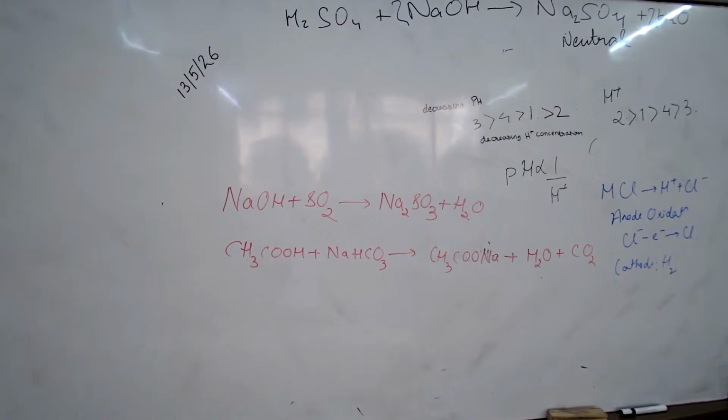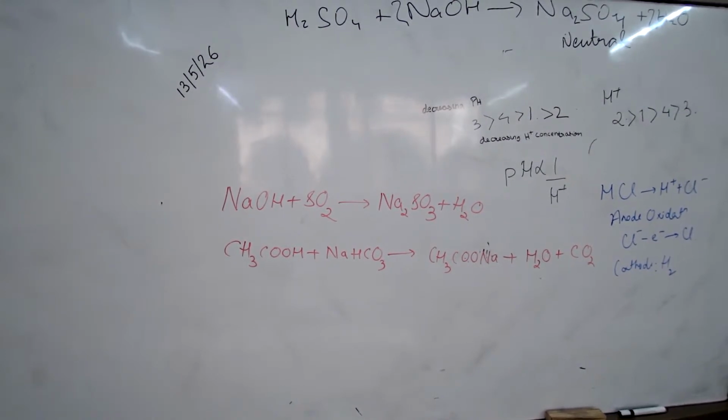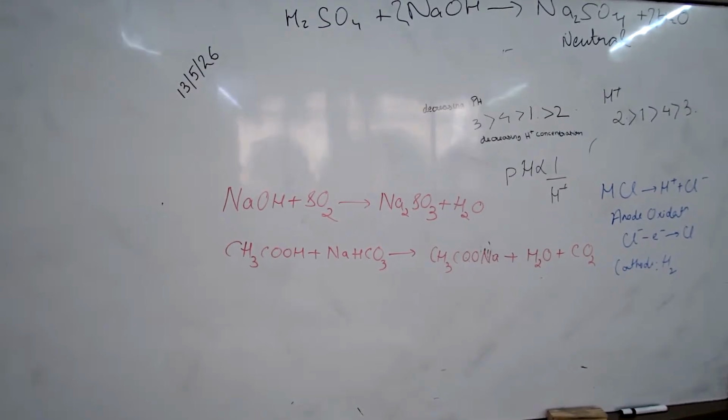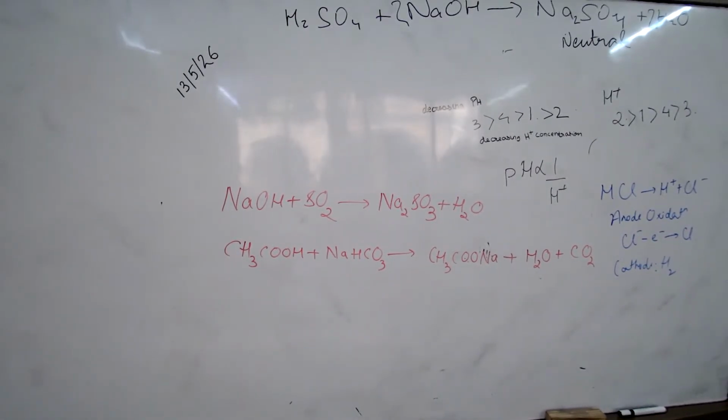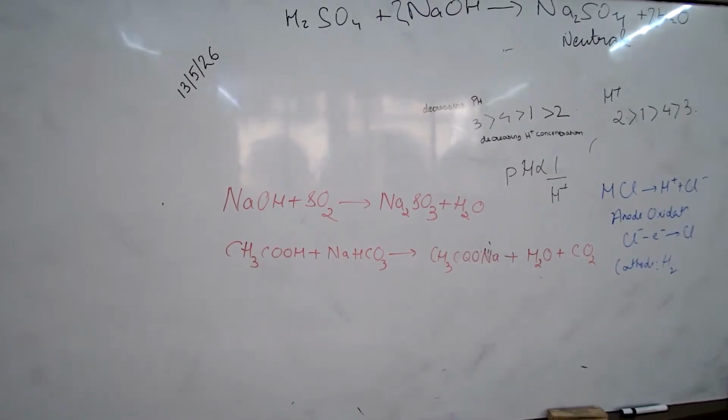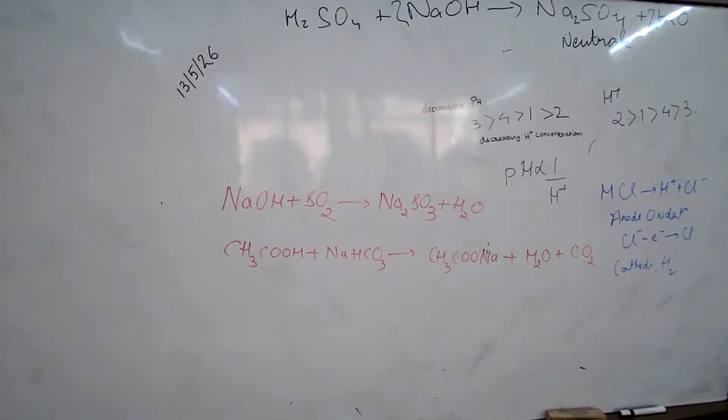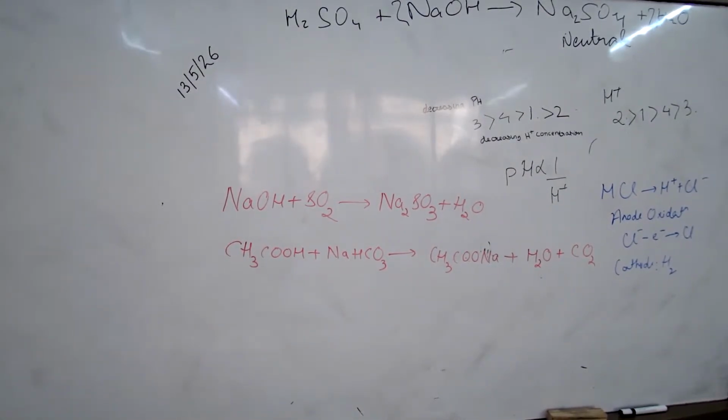Question number 12. Read it. What is meant by pH of a solution? The concentration of hydrogen ions present in a solution. It is a way to measure the strength and nature of the substance. Okay. Next. Name the scientist who introduced the pH scale.